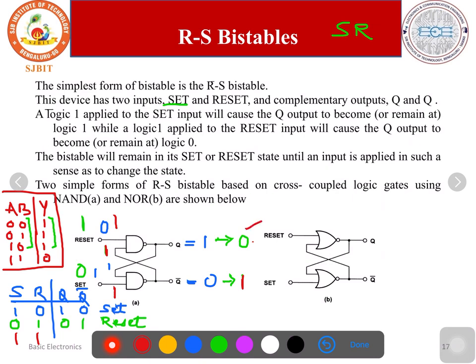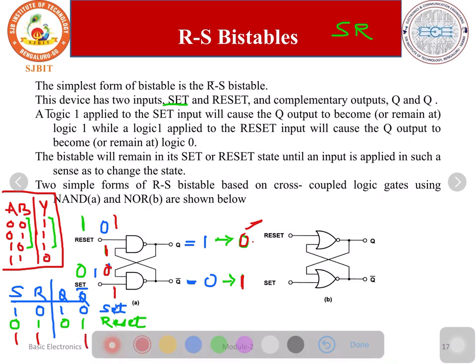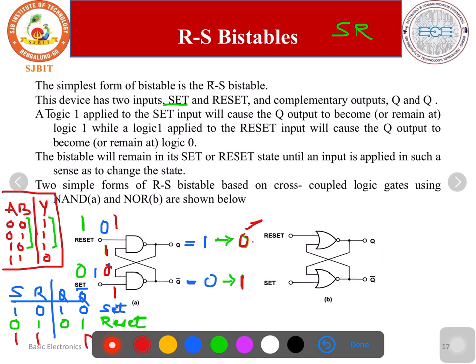This 0 comes here. 0 and 1 is 0, and the complement of 0 is 1. So there is no change in the output. It retains the same state. So for 1, 1, we can write that it retains, or there is no change. Then the most critical thing, we have 4 combinations.